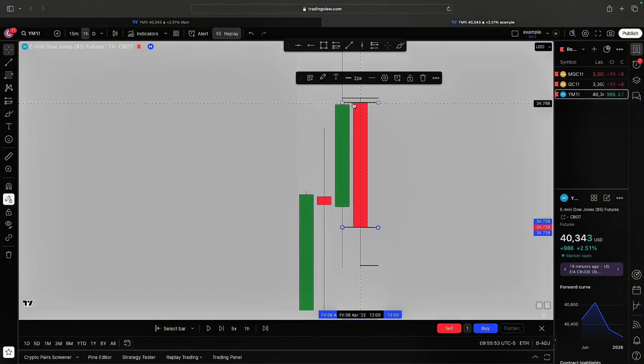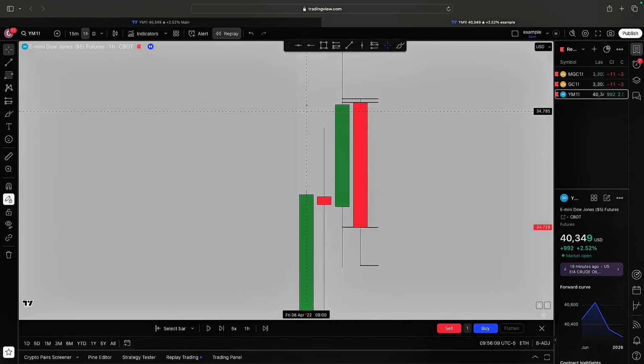So it opened here. This is where it opened. This is the top of a bearish candle here. Bulls pushed it up a little bit here to the top of this wick, and then pushed down all the way down. It went all the way down here, but the bulls pushed it up some, and it ended up closing here.